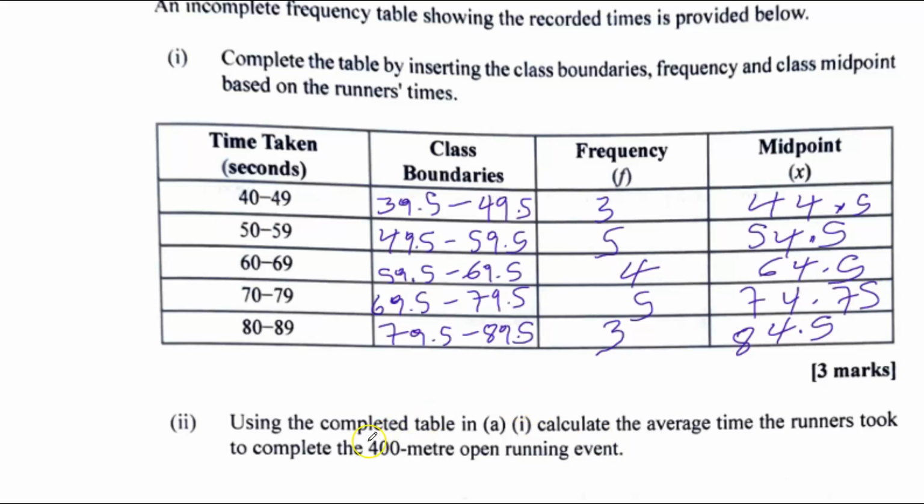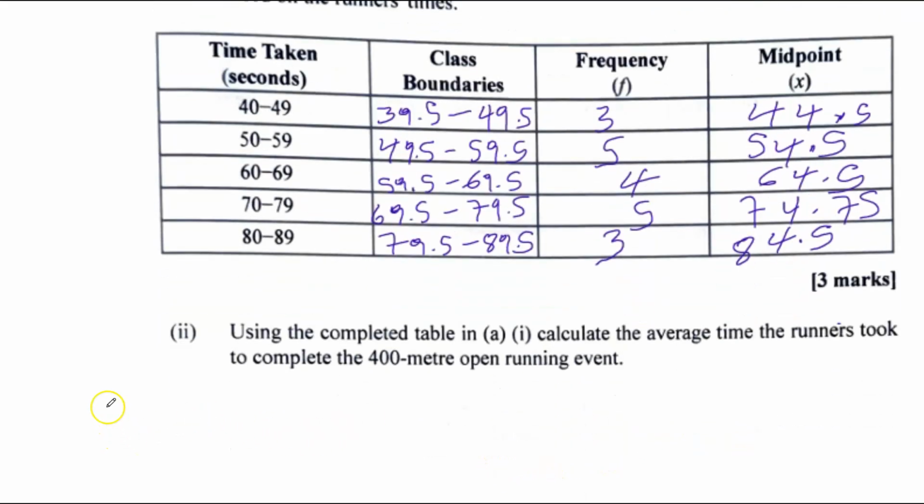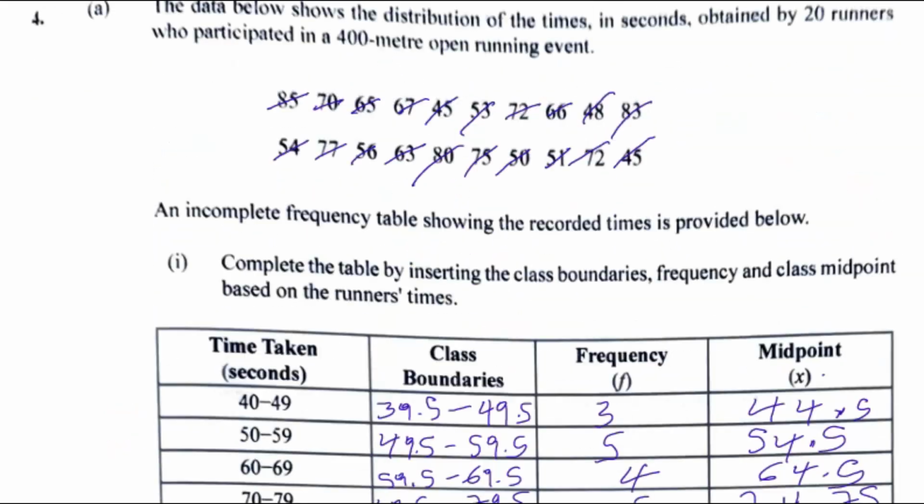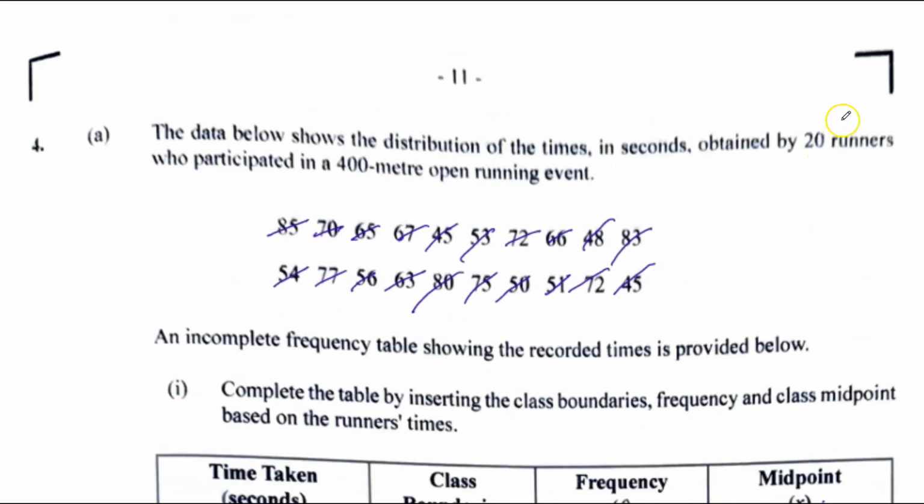3 marks. Using the table in part A above, calculate the average time the runners took to complete the 400 meter running event. So average, so the mean is sum of fx, and of course because it's group data, we're using the midpoint. So let me just use sum of fx, where x would be the midpoint values, right? Over n, and n is the number of runners. We were told this was how many runners now. What did the question say? Yes, so n will be 20.